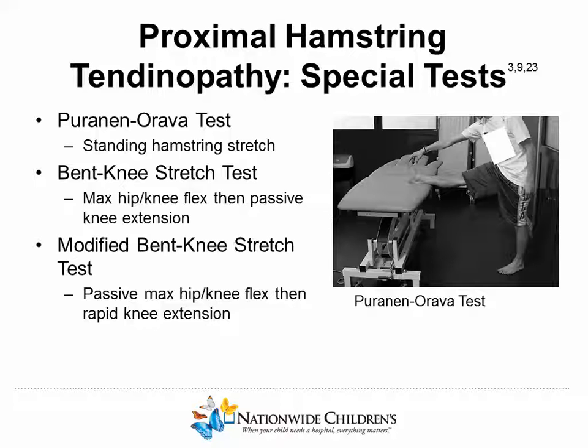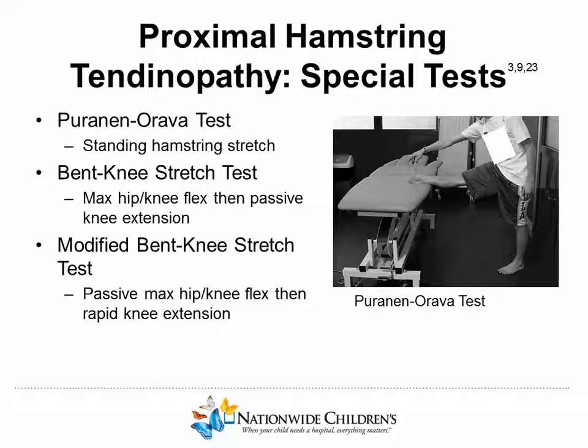A few special tests that are specific and have been talked about in the literature a good amount for diagnosing proximal hamstring tendinopathy. The Puranen-Orava test is essentially a standing hamstring stretch test, which is in that picture, just looking for pain provocation or reproduction. The bent knee stretch test, which is patient supine, the examiner is going to want to maximally flex the hip and knee, and then passively and slowly extend the knee. And then the modified bent knee stretch test is very similar, but it adds a rapid knee extension instead of that slow passive knee extension.